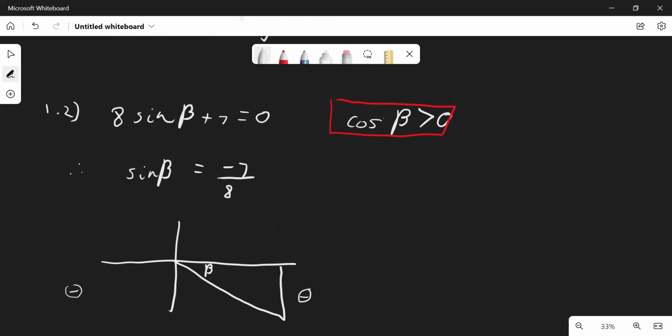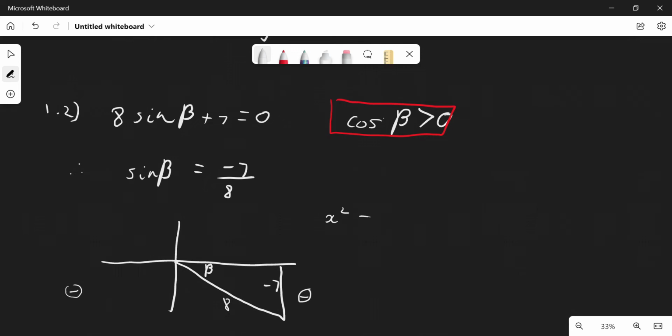And I want you to see why this makes sense right here. In this quadrant, your opposite is a negative 7, and obviously your hypotenuse would be positive. So that makes sense as to why sine is negative in the fourth quadrant. So using Pythagoras, let's figure out our adjacent value here. I'm going to say x squared. I'm using x for the adjacent. If I was looking for the positive, I'd use y.